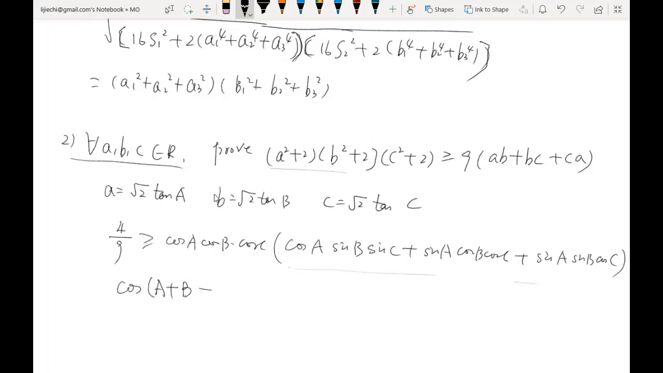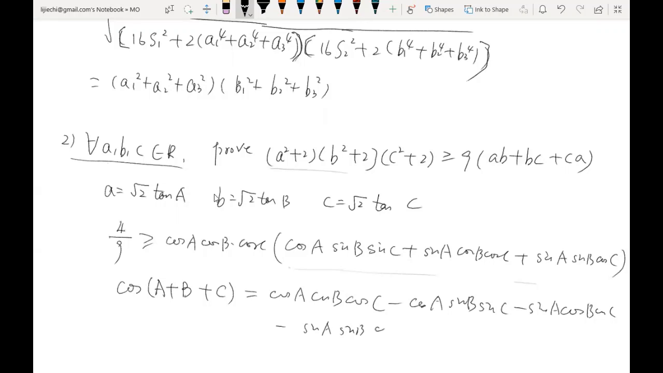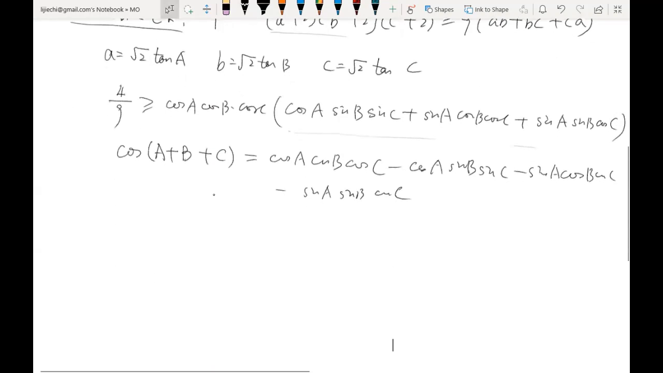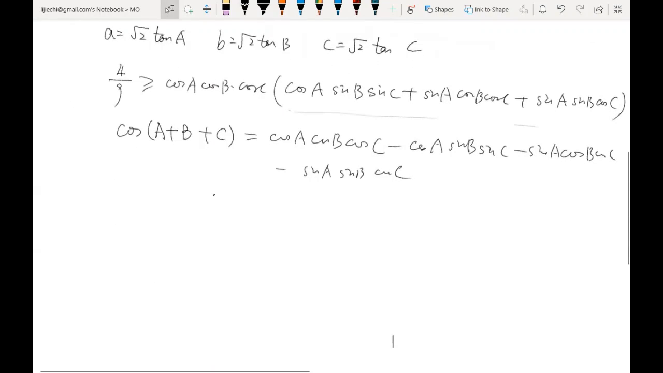angles. So if you explore that, you see cosine(A plus B plus C) equals cosine A cosine B cosine C minus cosine A sine B sine C minus sine A cosine B sine C minus sine A sine B cosine C. And this tells you we could substitute this into the above inequality.